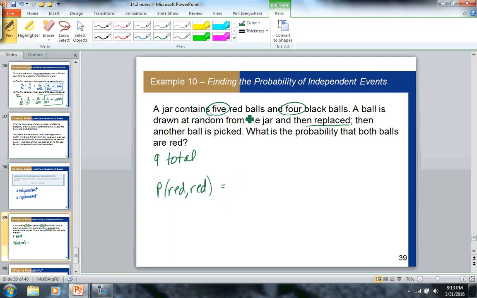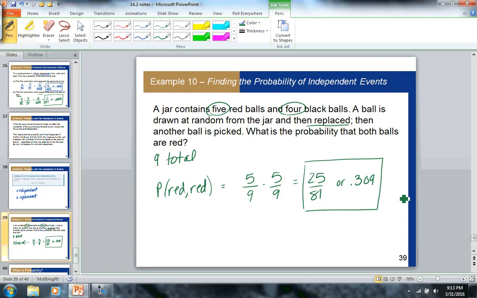Okay, so the red ones, we had 5. So we reach in and there's 5 options out of 9. So we reach into the bowl containing all these balls, or this jar, pull one out, and then we put it back, and then we pull another one. So we have the same chance again, 5 out of 9. So if we multiply across, we get 25 over 81. And I don't think we can reduce that down, but we can write it as a decimal, 0.309. Okay, so about a 30% chance of that happening. So not too shabby, not super duper great, but it could happen.